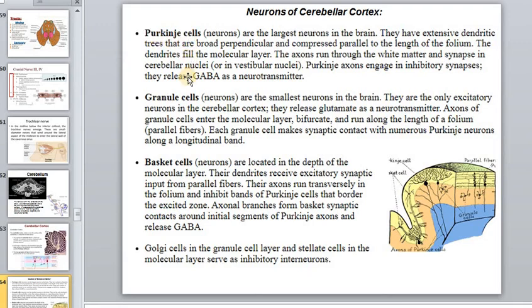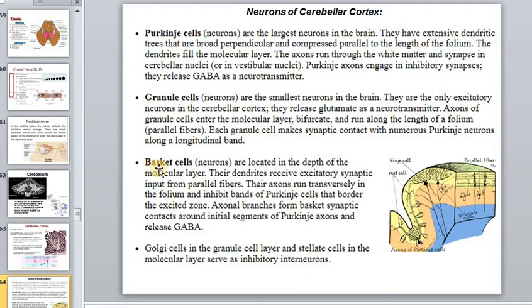At first, the Purkinje cells, which are the neurons that produce the neurotransmitter GABA. As you know, it is the inhibitory transmitter. They are the largest neurons in the brain, and they have extensive dendritic trees that are spread in the first layer of the cortex. The granular cells, of course, are neurons too, and are the smallest neurons in the brain. They are the only excitatory neurons in the cerebellar cortex, and they release glutamate as a neurotransmitter.